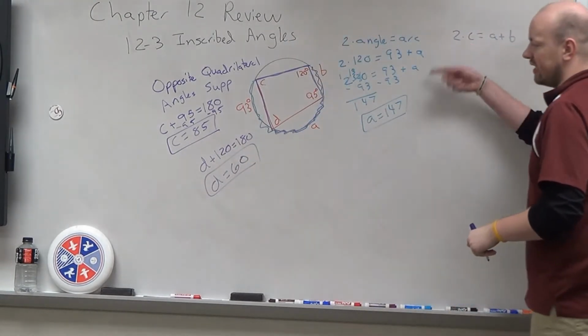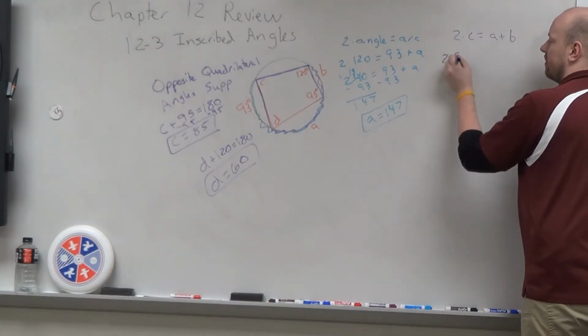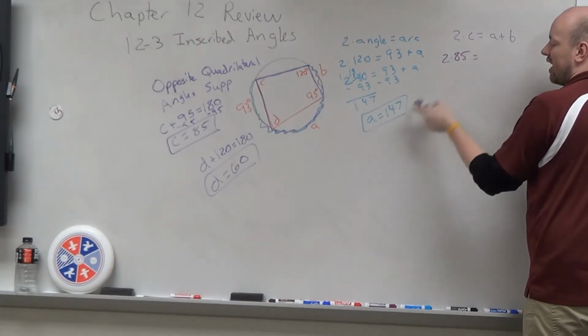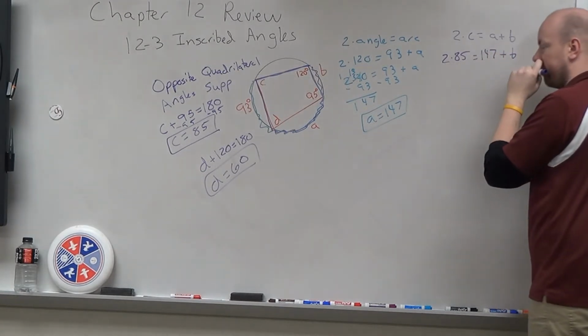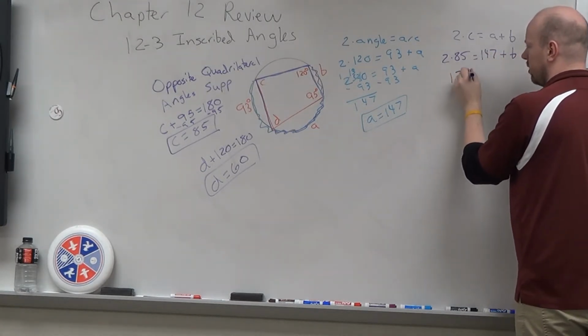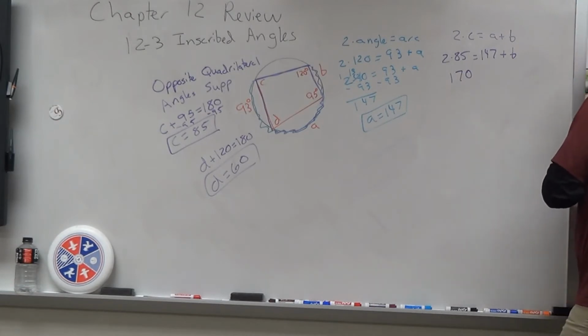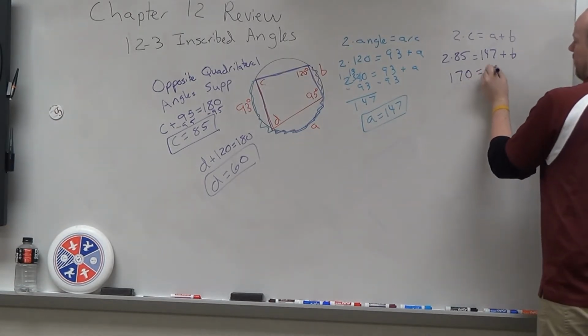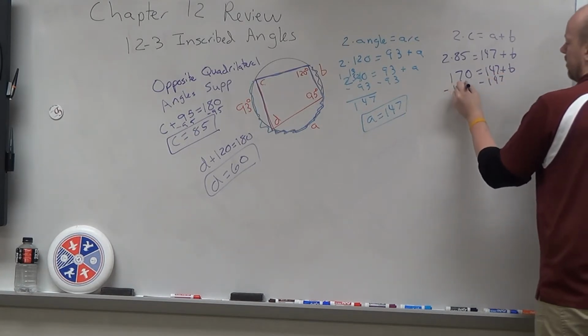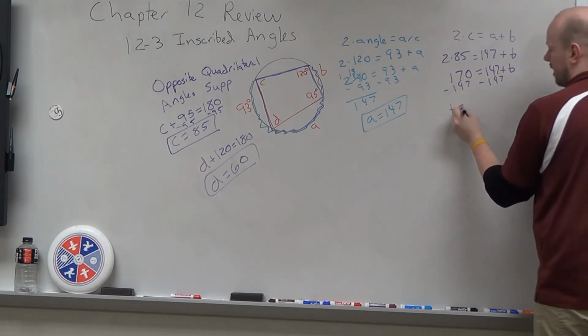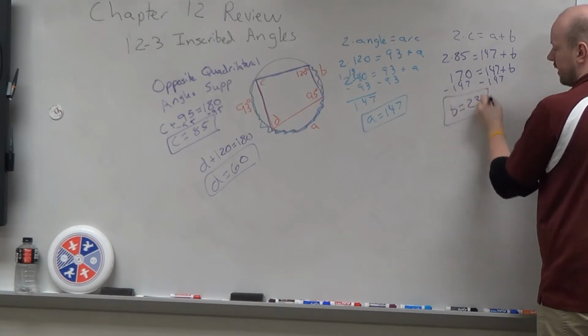And then knowing that C is 85, I get 2 times 85 equals A, which is 147, plus B. 2 times 85 would be, what, 170? Okay, 170 equals 147 plus B, subtract 147 from each side. So B is 23 degrees.